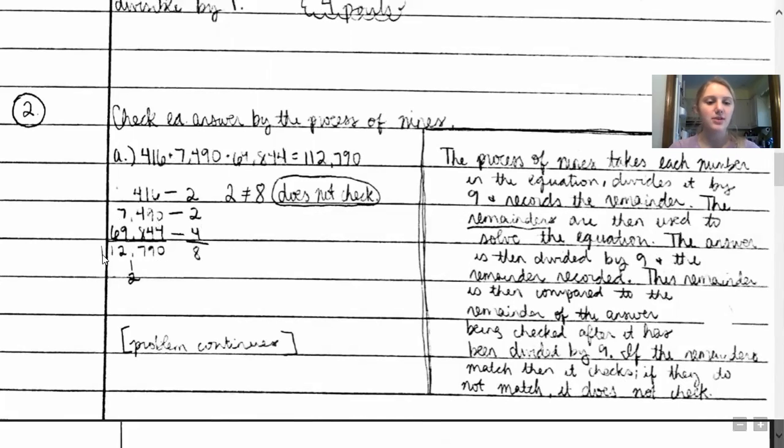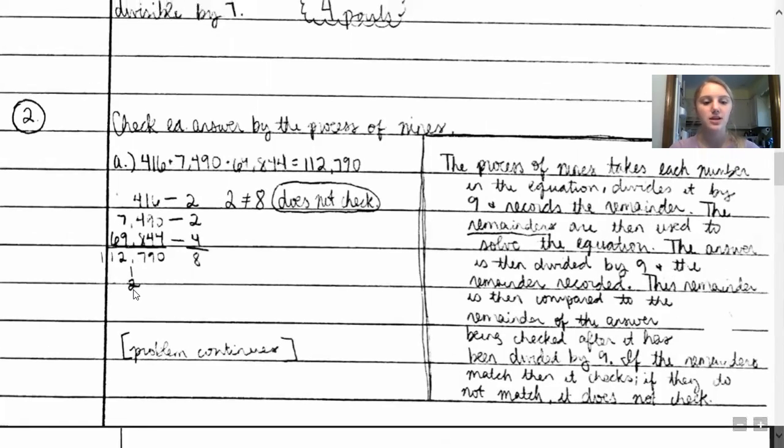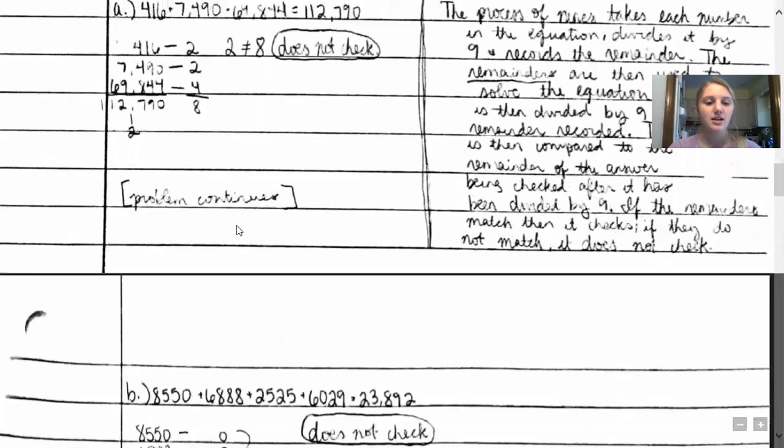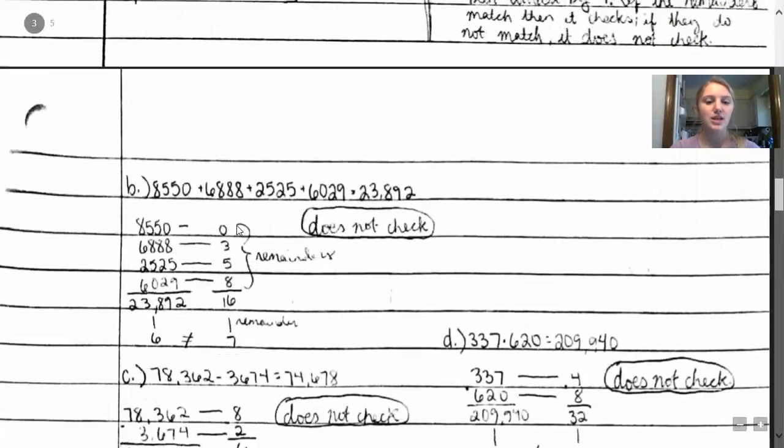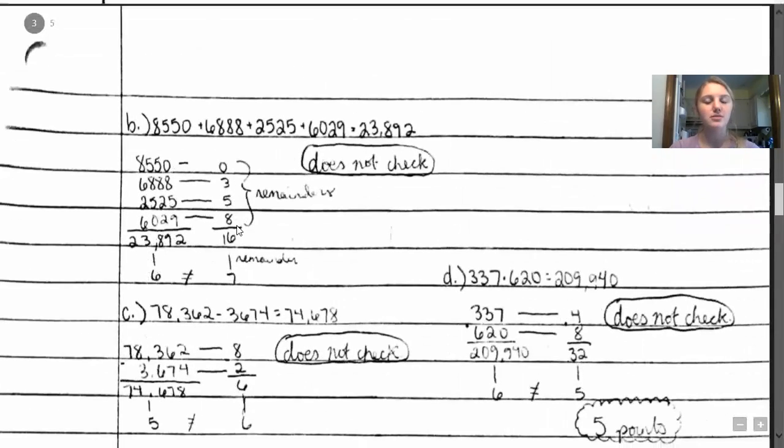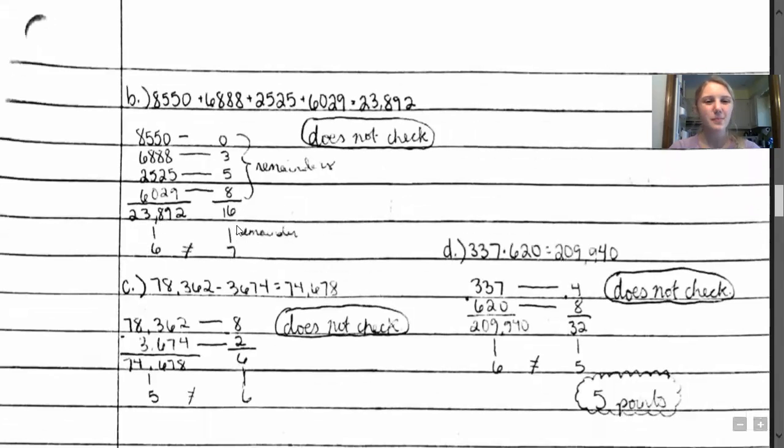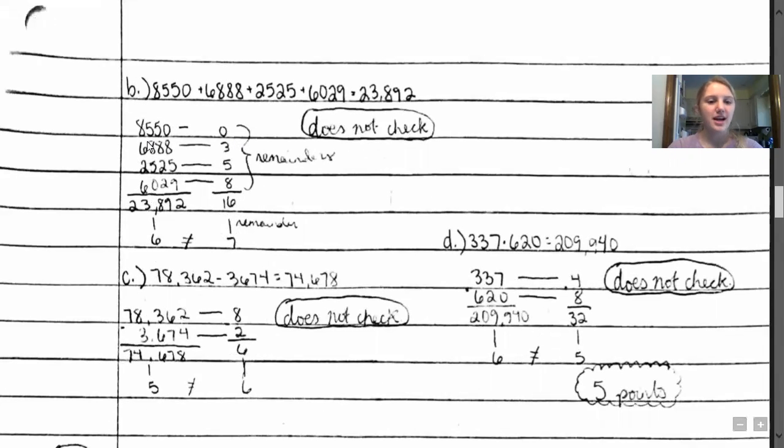The original answer, 112,790 divided by 9, has a remainder of 2. So since this remainder of 2 and this remainder of 8 do not match, the problem does not check using the process of 9s. And that is continued through parts B and D. Parts B through D. So I'll do part B with you.